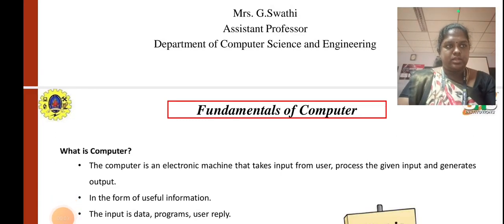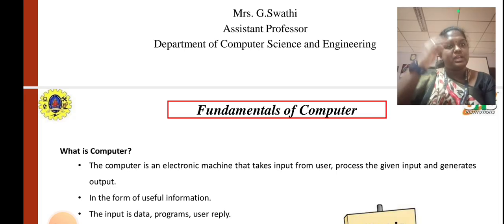Good morning, all. Now I am going to start my video lecture series on what a computer is, and how it is implemented in C programming and data structures too.